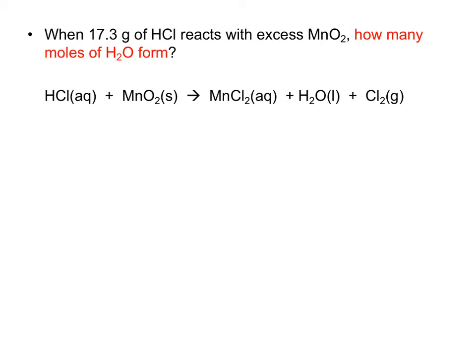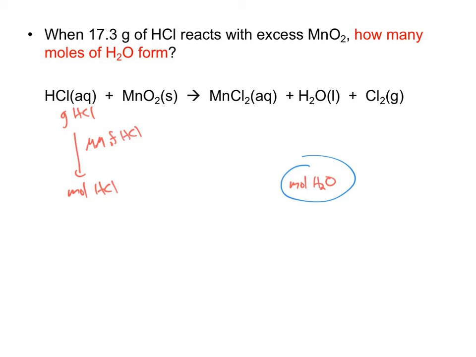So in this problem, we're not starting with the moles of HCl, we're starting with the mass of HCl. So if we have 17.3 grams of HCl, we want to know how many moles of water can form. And so this is just going to be like a conversion factor. The first thing I need to do is I'm given grams of HCl, and I want to convert that to moles of HCl. And so to do that, I'm going to use the molar mass of HCl. And then ultimately I want to get to moles of water. This is my goal.